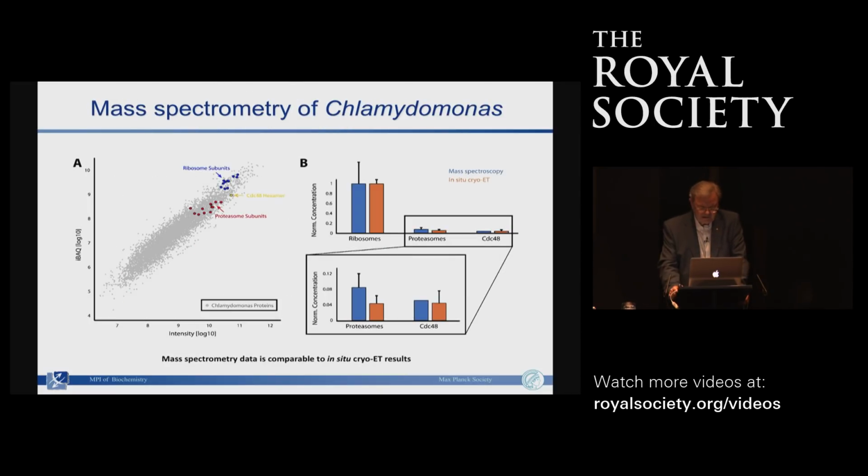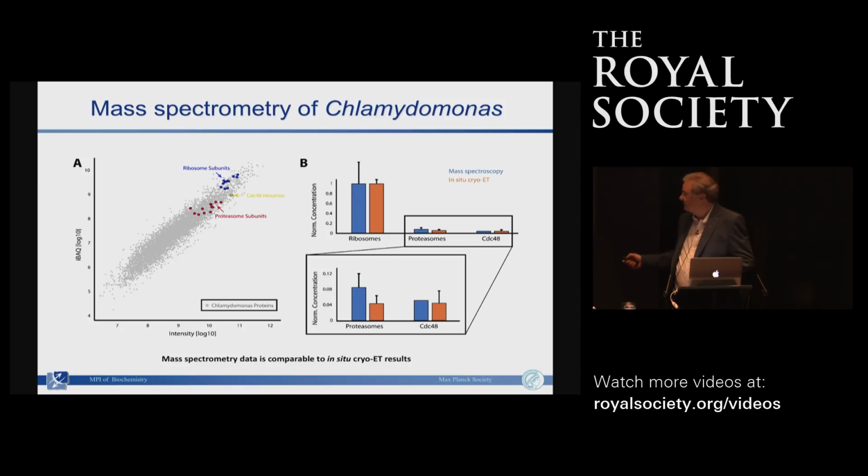The interesting thing is that the method is remarkably quantitative. We have compared here some mass spectrometry of Chlamydomonas, looking for proteasome, CDC48 and ribosomes. When we simply count the ribosomes after template matching in the tomograms, we get basically the same concentration as we get from mass spec. The same is true for the much less abundant CDC48.